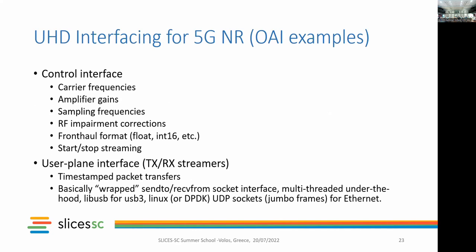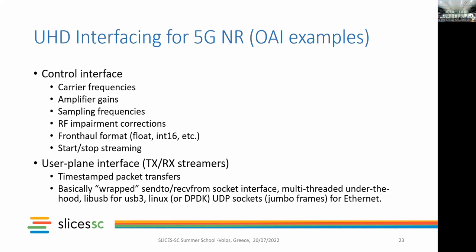Right, so the control interface specifically is the carrier frequencies, the gains, the sampling frequencies, any RF impairment corrections, the actual format that you use on the fronthaul, if it's floating point, if it's integer 16-bit, when to start the streaming, when to stop the streaming. That's what we mean by the control interface.